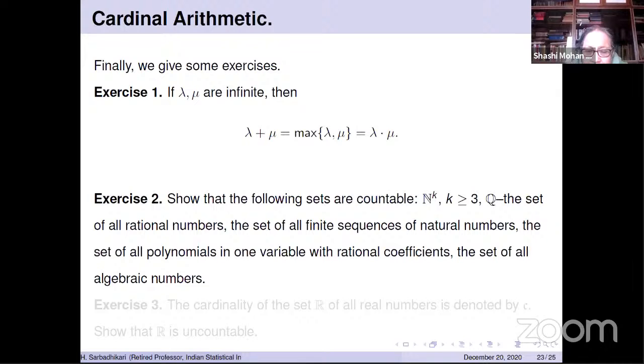What I said was that if lambda is less than or equal to mu, lambda, mu, nu being cardinals, then lambda plus nu is less than or equal to mu plus nu. Lambda into nu is less than or equal to mu into nu. Lambda to the power nu is less than or equal to mu to the power nu, and so on. Nu to the power lambda is less than or equal to mu to the power lambda. This is what I asked, and this is very simple, really, if you just give it a thought.